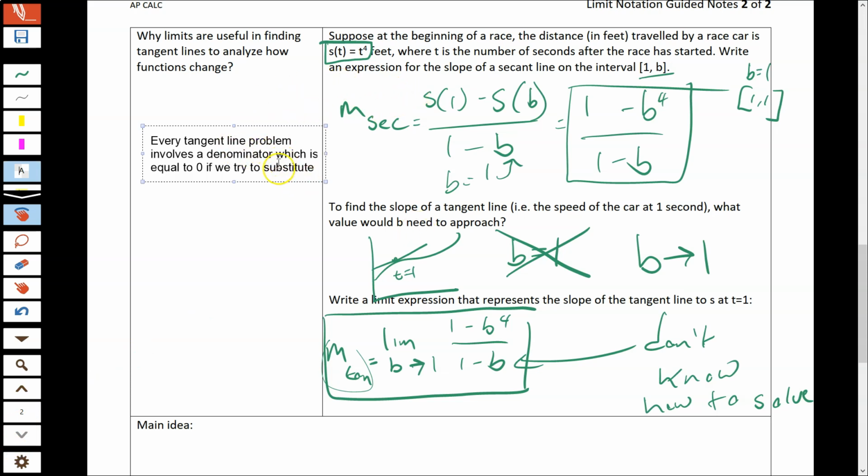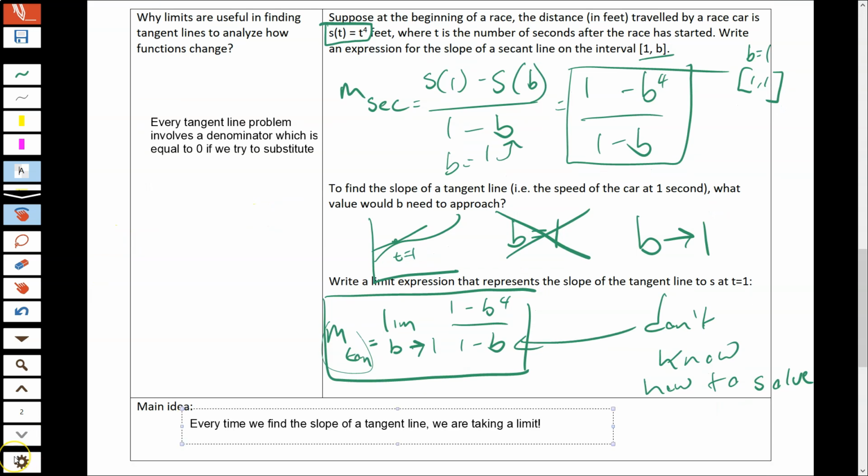So the reason we need this idea of limits is that every time we try to find a tangent line, if we try to do it this way, using our slope formula, we get a denominator equal to 0, because there's only one point that it touches the function at, right? So the main idea is that every time we find the slope of a tangent line, we're actually taking a limit.